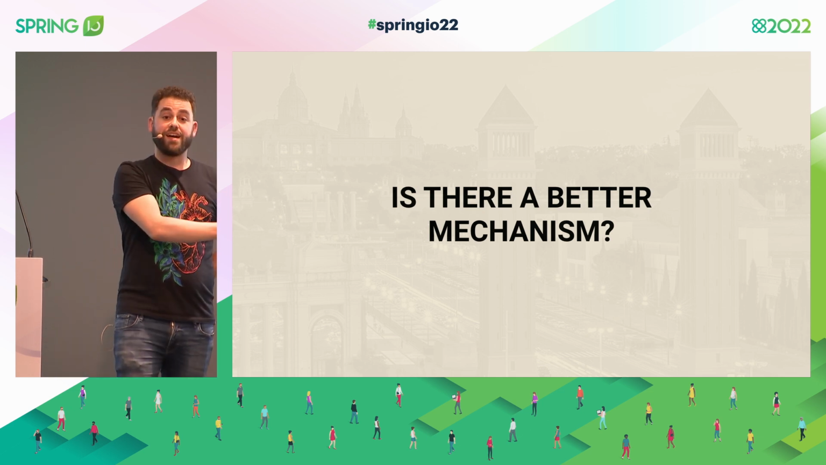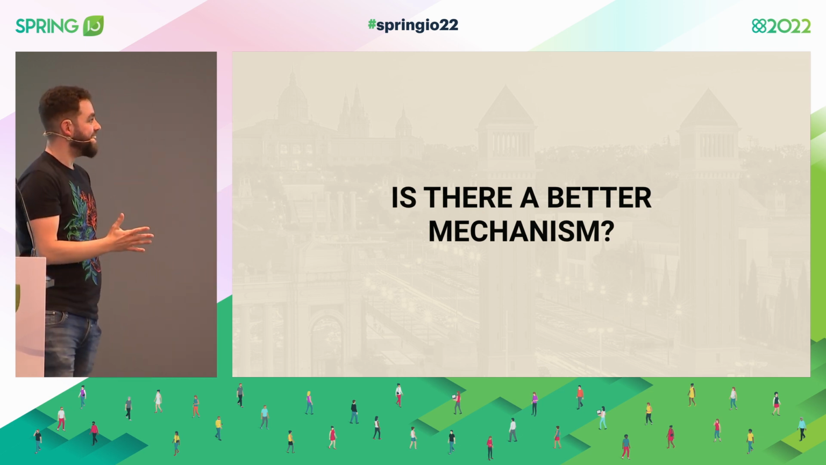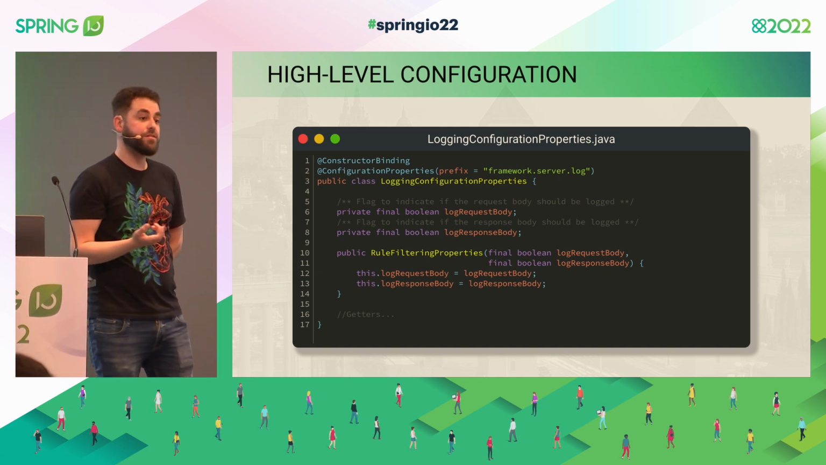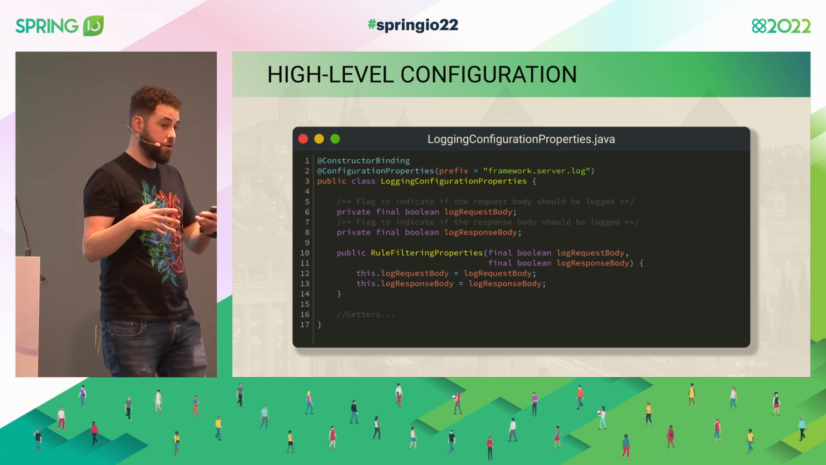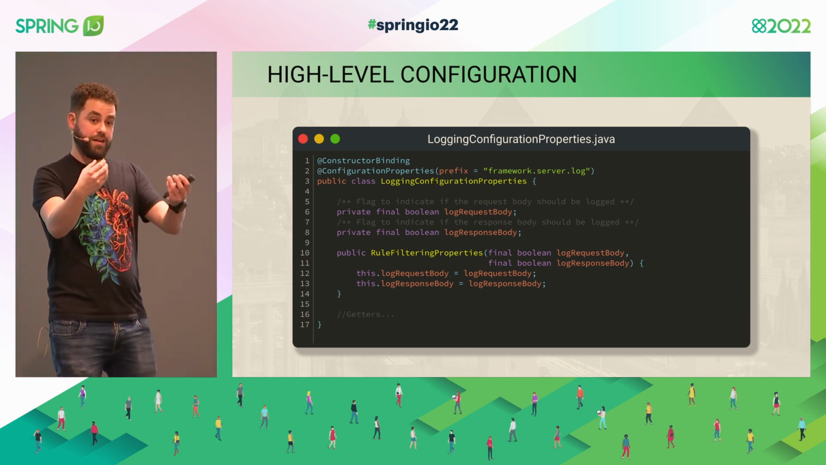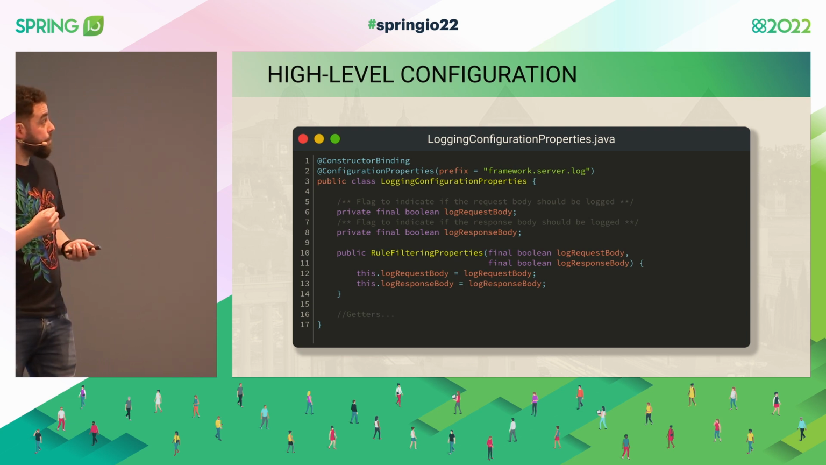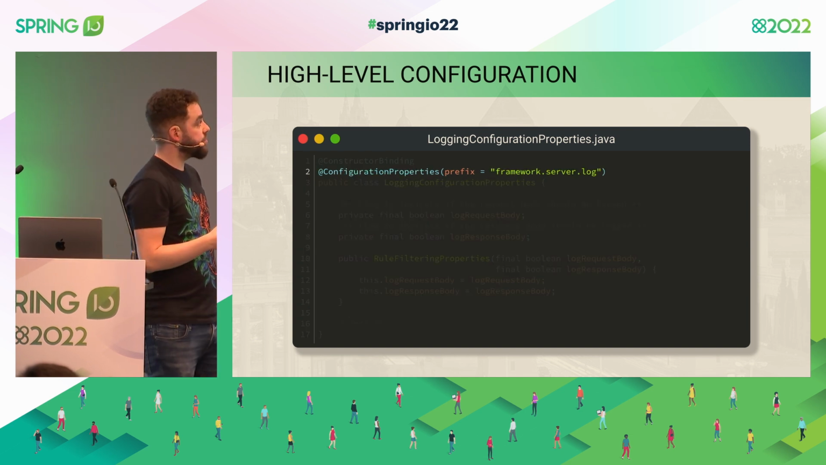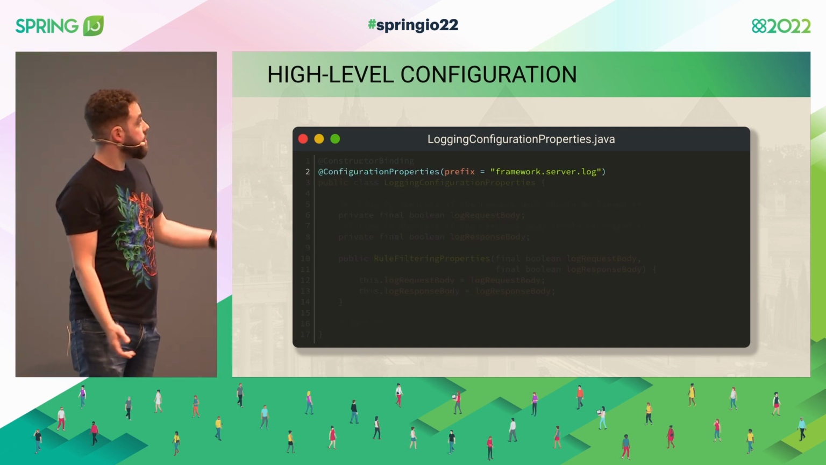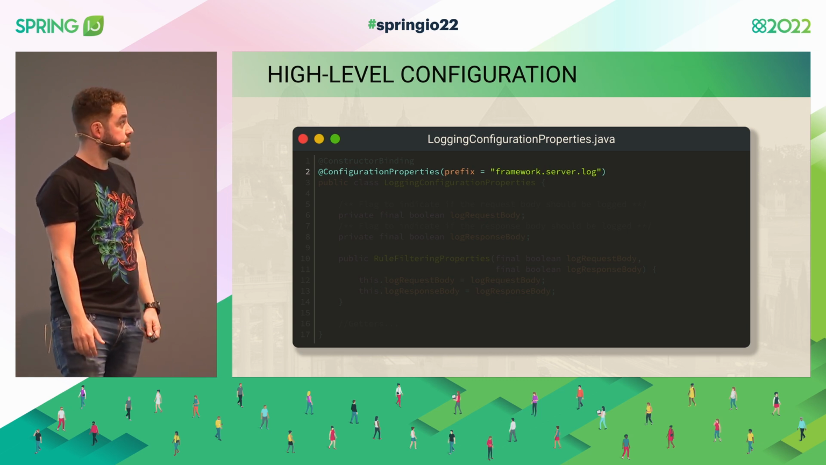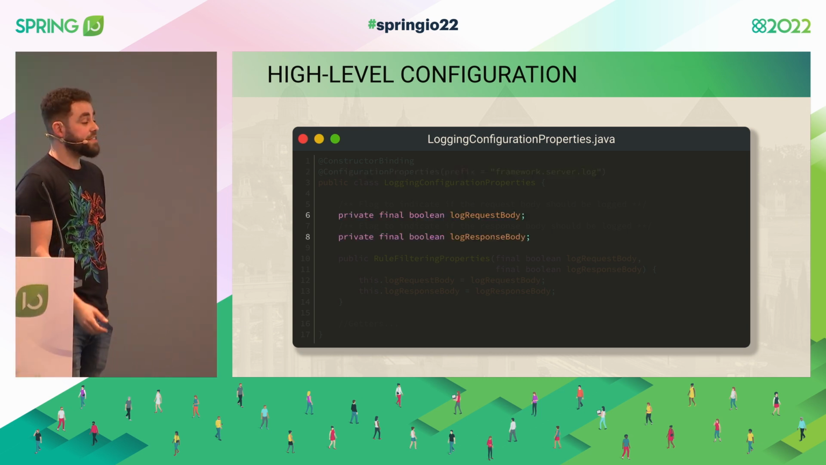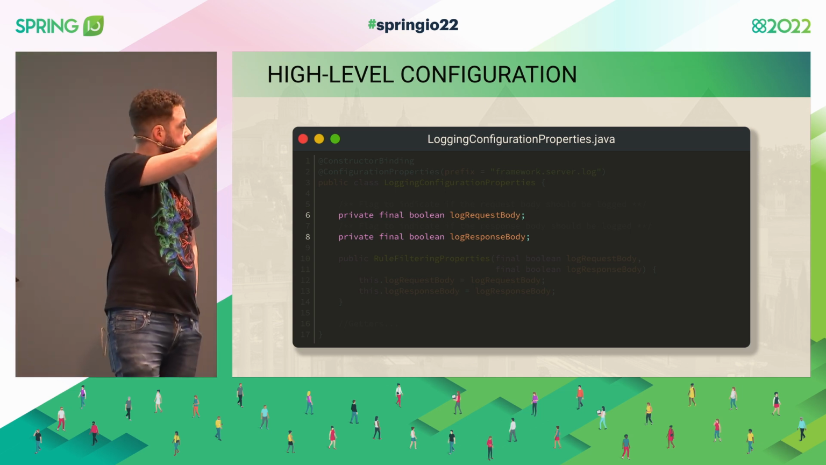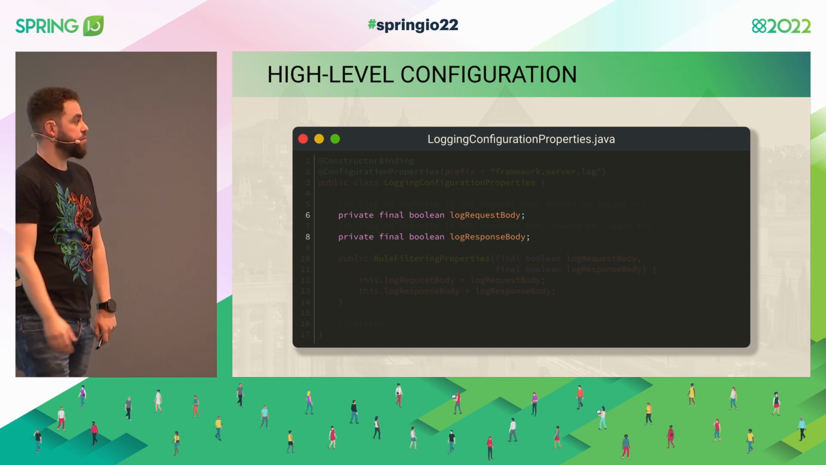But are there better mechanisms that add value? I think so. And we can use something different, something called configuration properties. Configuration properties are just classes that are going to become beans in the end, added to the context, so we can inject them. And mainly, they just represent our model for a particular set of properties. We take a normal class, annotated with ConfigurationProperties, and we give a prefix, in this case framework server log, and then we provide a set of fields. And these fields are going to be the properties.